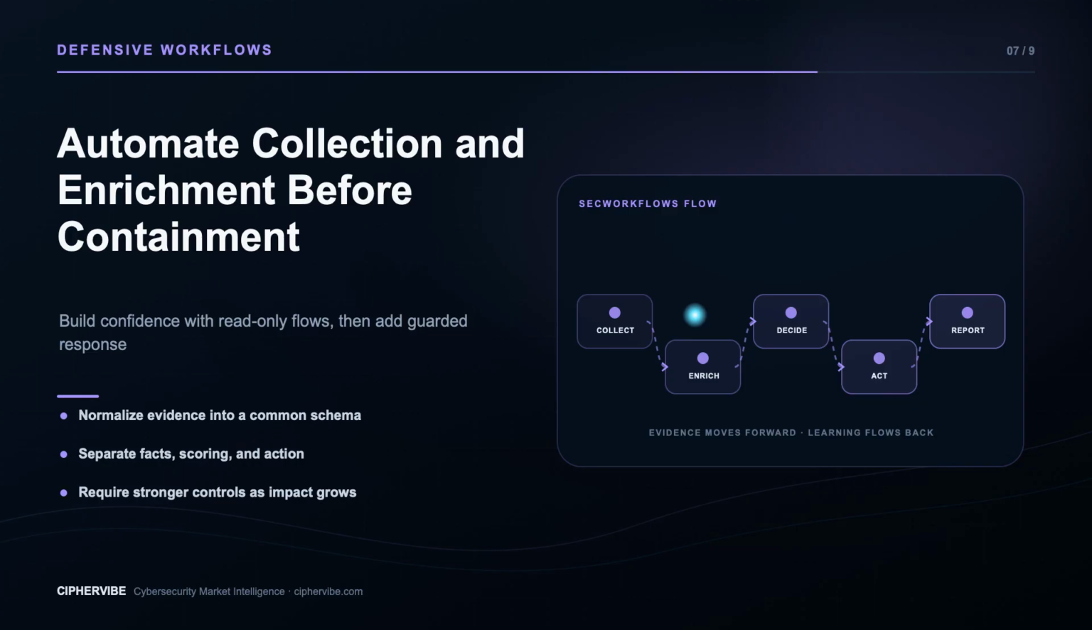Start security automation with read-only, evidence-producing workflows. A log triage job can collect bounded records, normalize timestamps and identities, enrich addresses and hashes from approved sources, group related events by correlation identifier, and produce a case-ready summary. Preserve the original evidence and record every transformation.